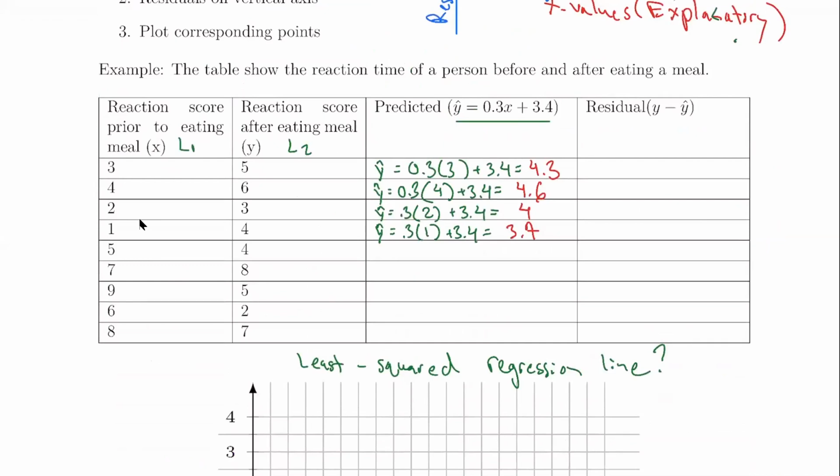All right, so the next one is 5. They say y hat is equal to 0.3 times 5 plus 3.4. And you're going to get 4.9 for that one. Good job. Then we say y hat is equal to 0.3 times 7 plus 3.4. You get 5.5.